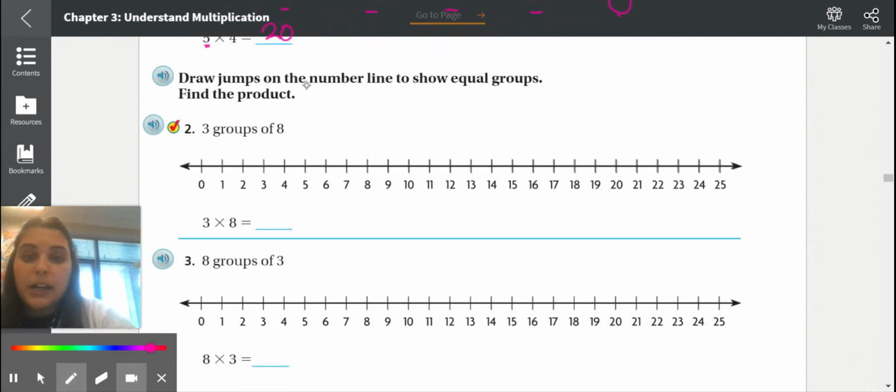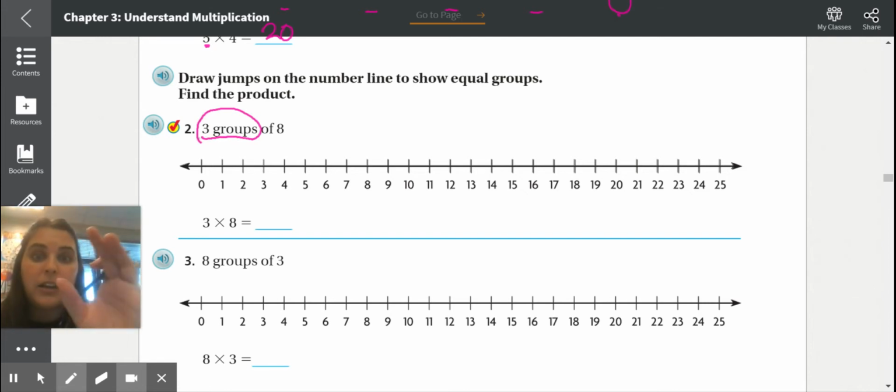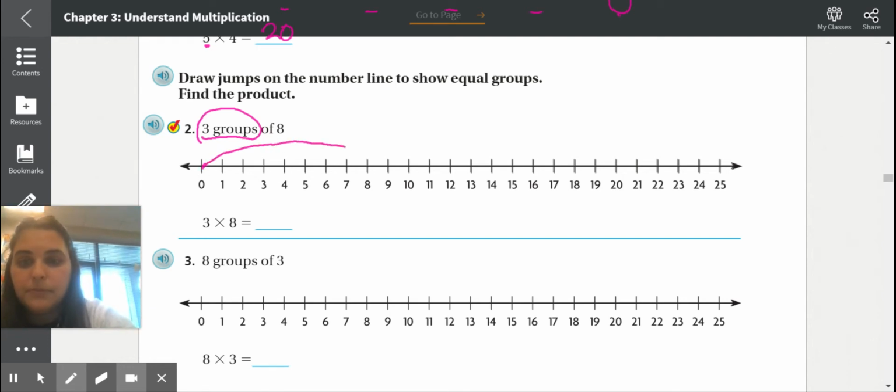Draw jumps on the number line to show equal groups. Find the product. So 3 groups of 8. So we're going to have 3 jumps on our number line because it's saying 3 groups, okay? And there's going to be 8 in each. So the first one is going to go from 0 all the way to 8. Okay, that's jump 1. So count out 8 more and then put a dot. 1, 2, 3, 4, 5, 6, 7, 8. It should have been on 16.